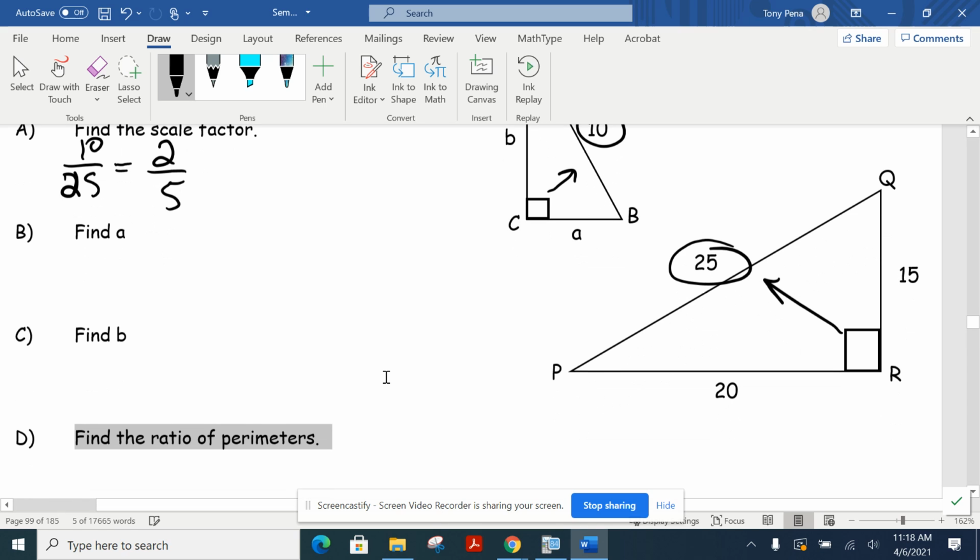And then in letter D, we could do all the work for it, but guaranteed their ratios for the perimeter are also going to be 2 to 5. All right, the perimeter of the small one will be 2/5 the size of the big one.